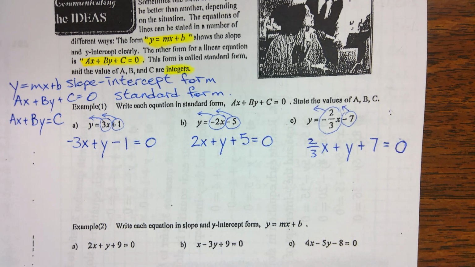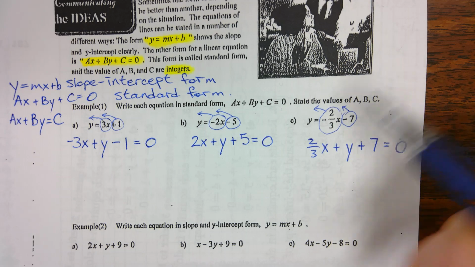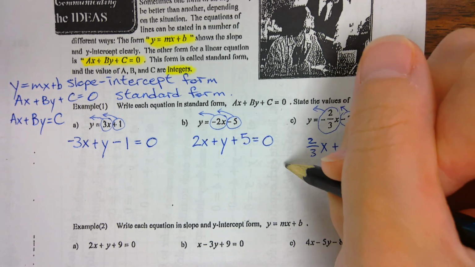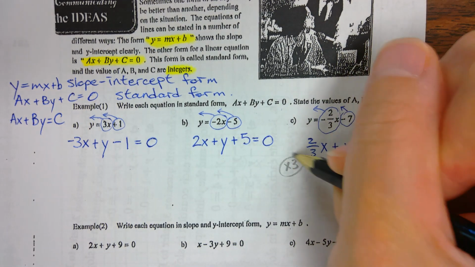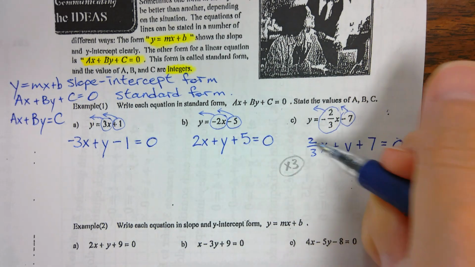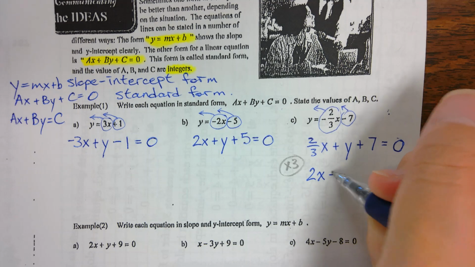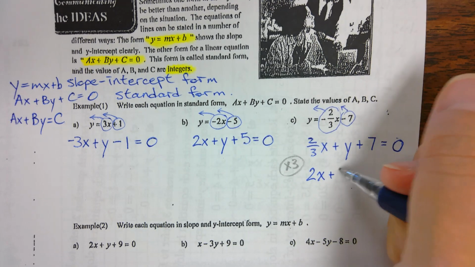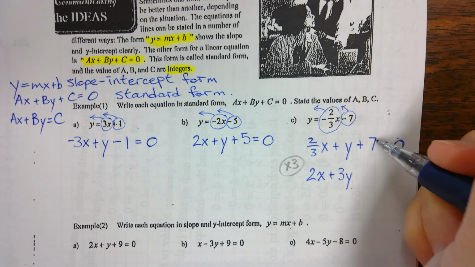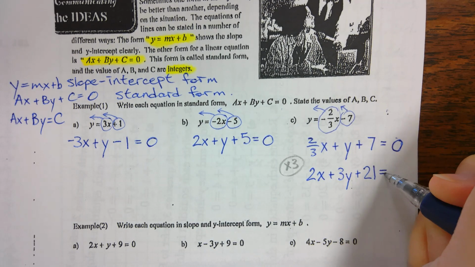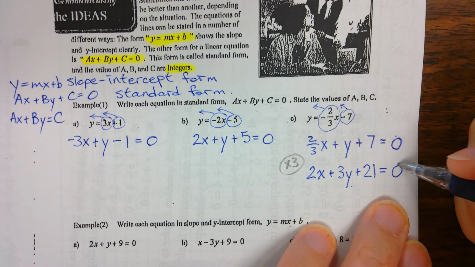Going back to chapter 1, whenever we see fractions, how do we get rid of fractions? Multiply by the denominator. Yeah, multiply it through. So multiply everything by 3. So 2 times 3 divided by 3, I get 2x. 3 times y, 3y. 7 times 3, 21. 0 times 3, 0.